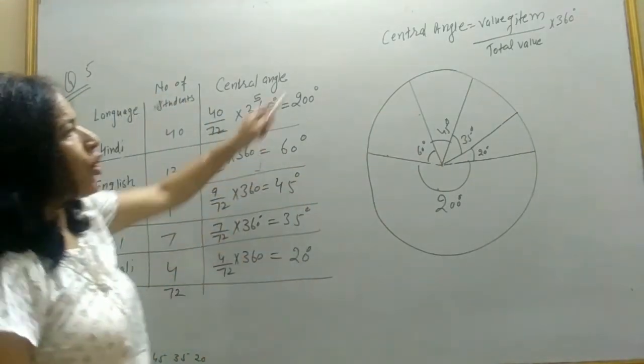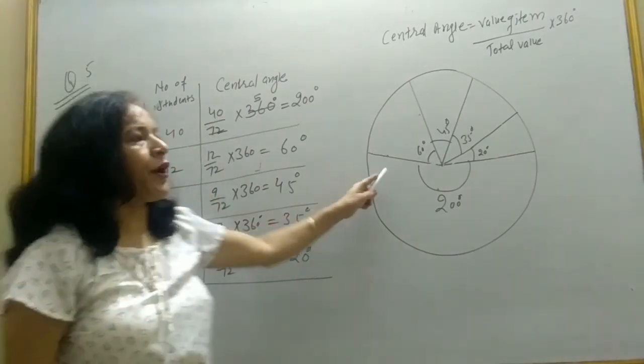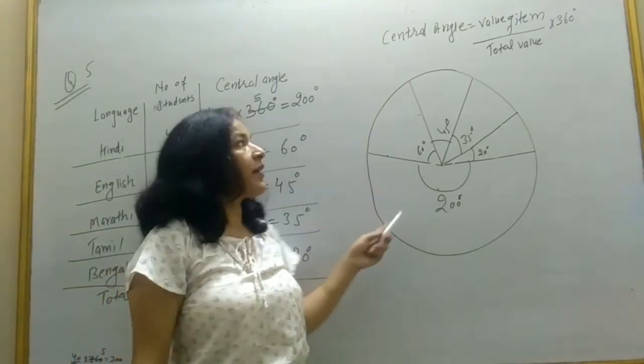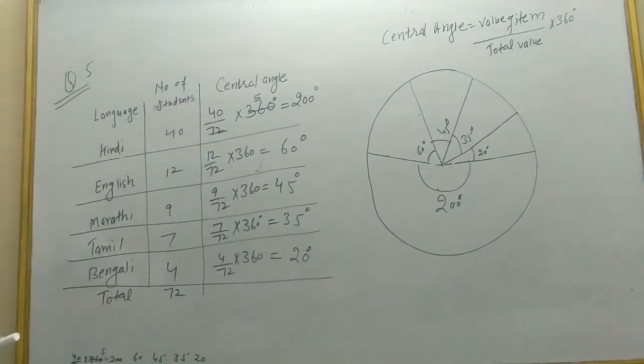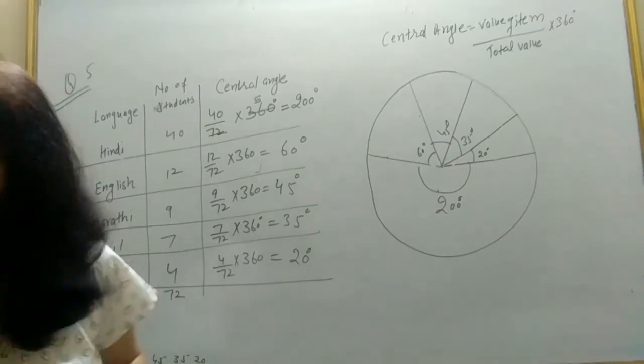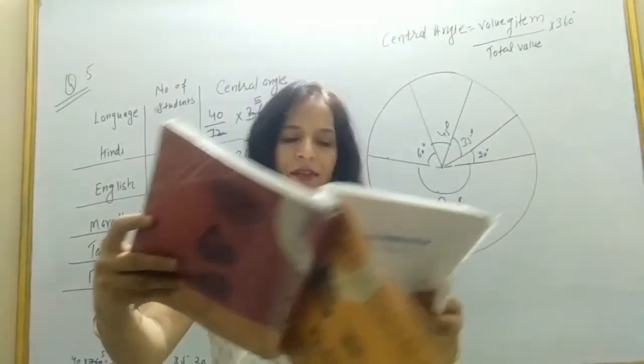So in this way we draw a pie chart. First of all we find the central angles, then we draw the pie chart. And here, is there any question asked about this pie chart? No, it is simply to draw the pie chart.